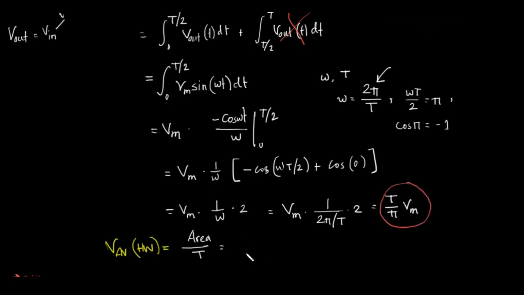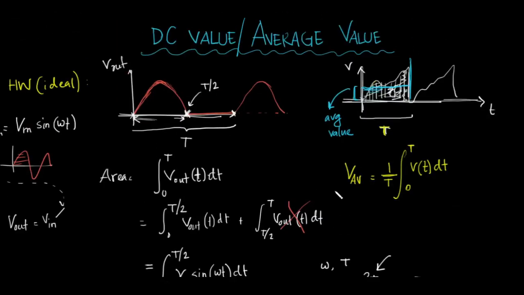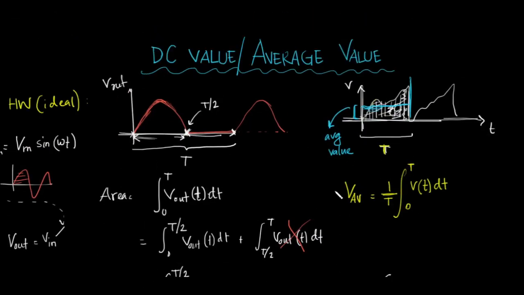If we put this value, we will get, here this T and this T will cancel out, and the final value will be one over pi V. Okay, simple as that. So this is the average value of the output of an ideal half wave rectifier. All right.